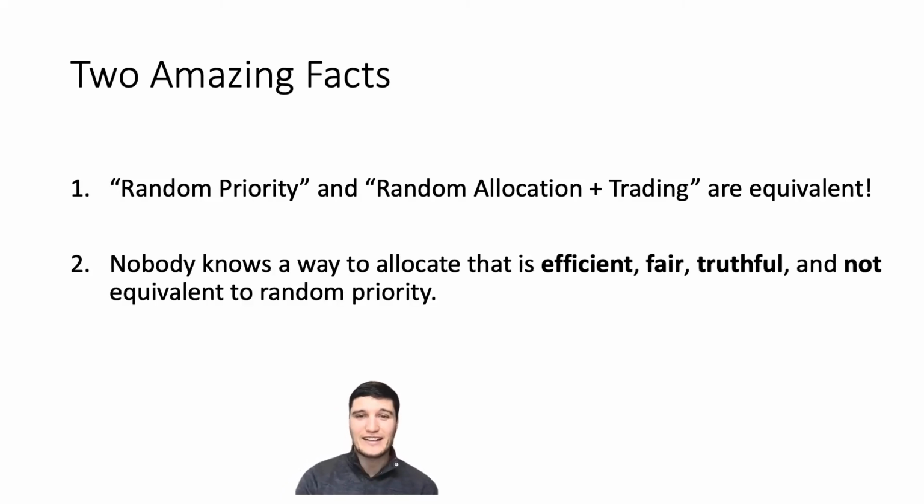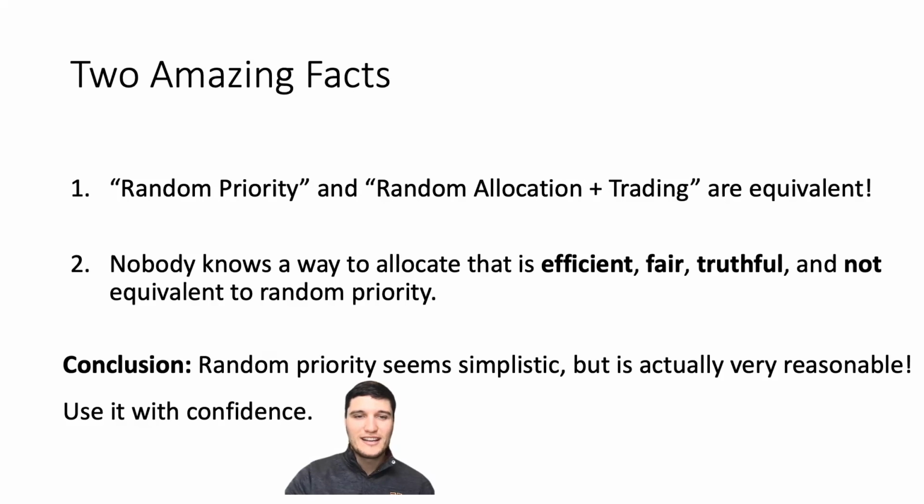A second amazing fact is that actually nobody knows any other way to allocate objects that is efficient, fair, and truthful. In other words, every known way to do this is actually equivalent to random priority. Now, this might inspire the question, can we actually prove that random priority is the only way to allocate efficiently, fairly, and truthfully? And we don't know the answer to that question. No one's been able to prove this yet, and yet no one's been able to come up with a counterexample. So that's, I would say, one of the most fundamental and interesting open questions in my field.